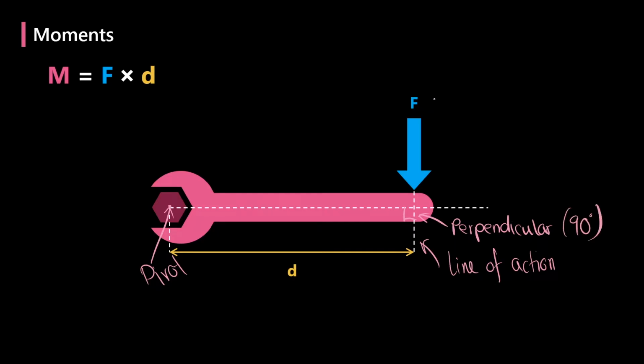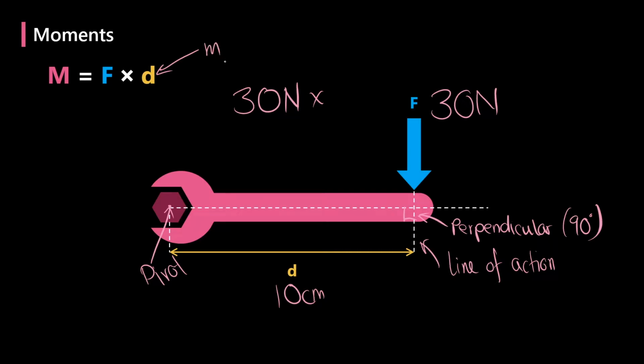Let's say that this force was 30 newtons and this distance was, let's say, 10 centimeters. We can calculate the moment by just putting these into the equation. So that's 30 newtons multiplied by, now it wouldn't be 10 centimeters because remember, the distance has to be in meters. So 10 centimeters is 0.1 meters. And this tells us that the moment is equal to 3 newton meters. Remember, that's 3 newton meters clockwise.